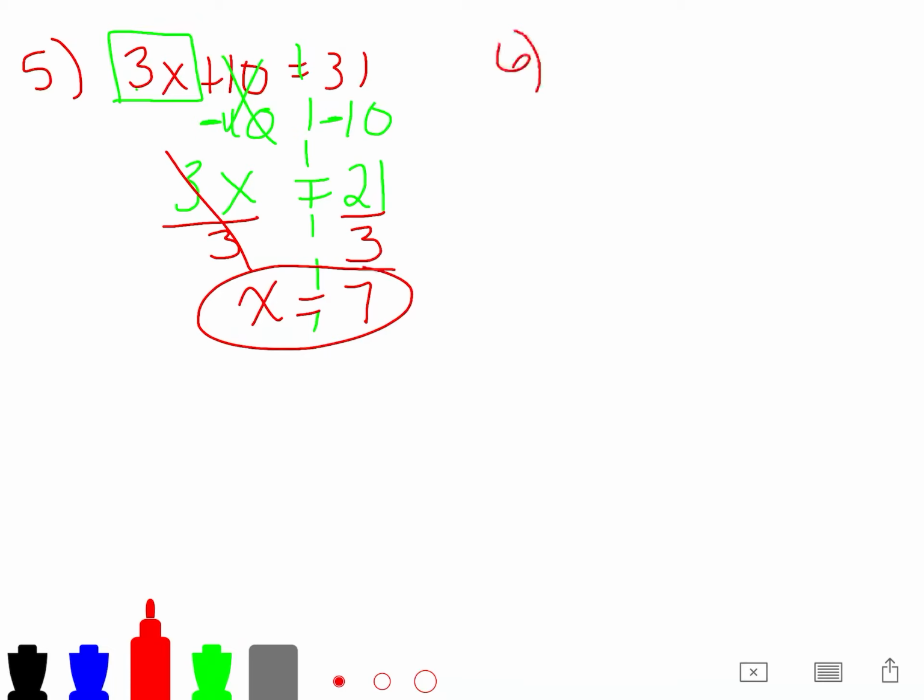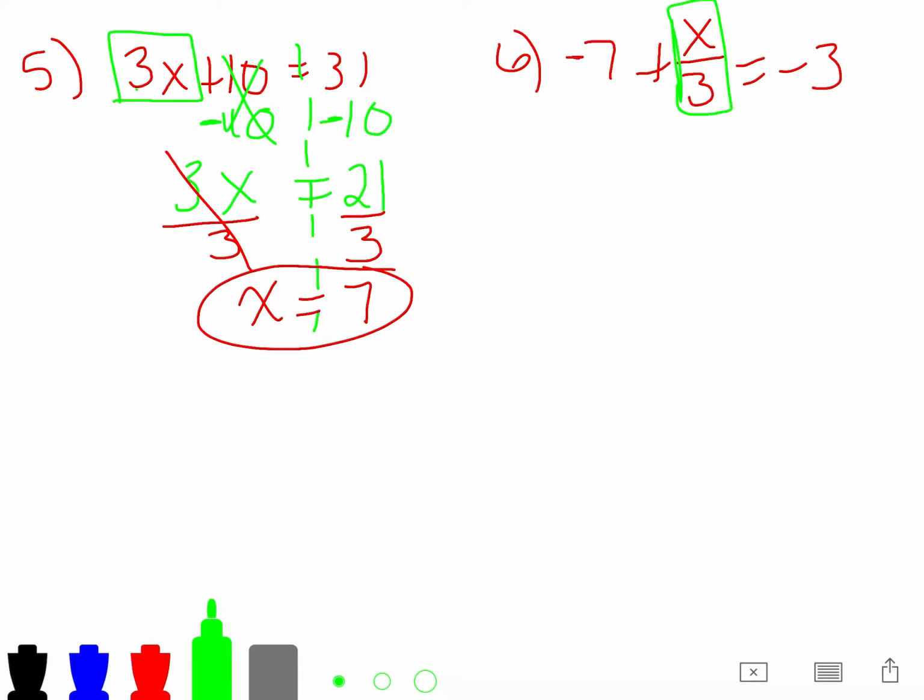So the next one, let's do negative 7 plus x over 3 equals negative 3. This one's written a little bit differently. So I'm going to box what x is attached to. I'm going to draw my line down from the equal sign. So what else is over here with the x over 3? We have negative 7 plus x over 3.